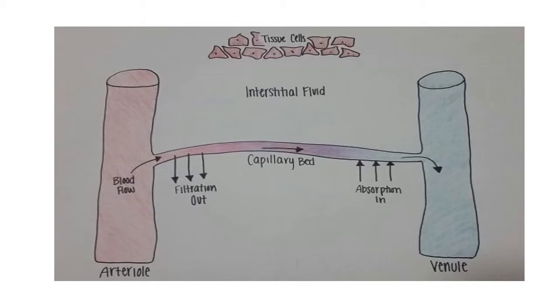An arteriole is the smallest branch of an artery which connects into the capillary that collects blood from the heart and sends it into the capillaries. At the other end of a capillary is the venule. A venule is a small vein that collects blood from the capillaries and sends it back to the heart.